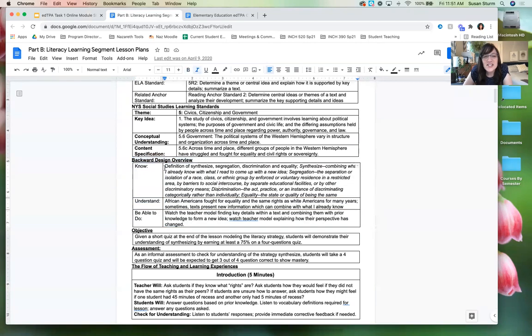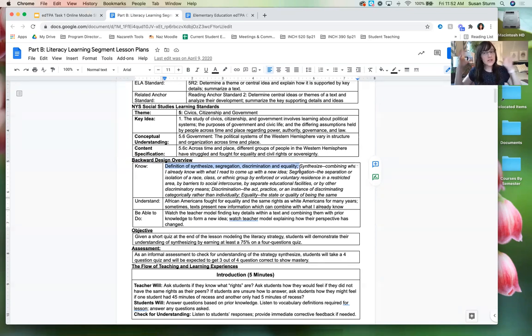She's got definitions of synthesize, segregation, discrimination, and equality. Notice here, it's not just her social studies vocabulary. It's also her literacy strategy. So on lesson 1, you've got to define that strategy for your students. Because remember, you're planning these lessons thinking that your students have never done the strategy before. They don't know what it means to synthesize. You're teaching that to them. That's the whole purpose of your lessons. So include that word. Plus, this is where your vocabulary goes for your social studies content.